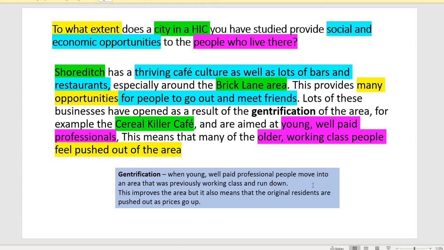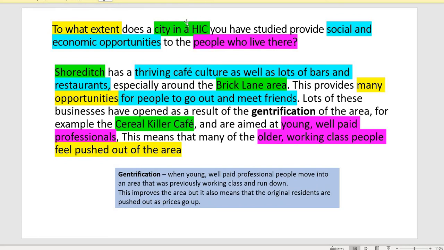So gentrification is good on the one hand in that it improves an area, but it's bad on the other hand in that it doesn't solve the problems of poverty. It just pushes the poverty out, pushes it somewhere else, okay? Right, let's have a little look at the answer itself and how we're hitting the different parts of the question.